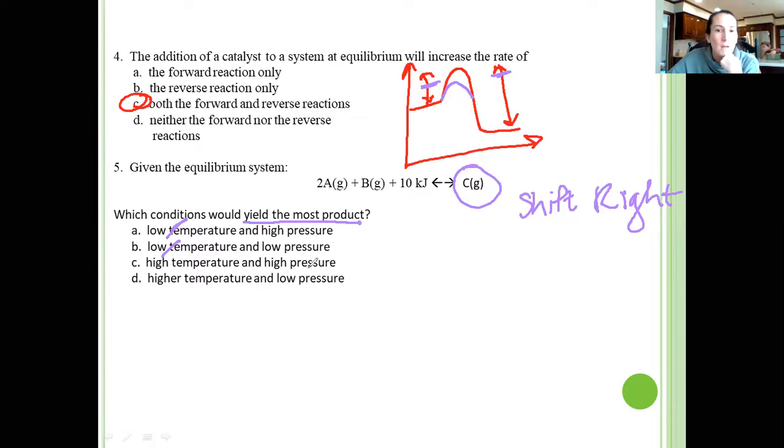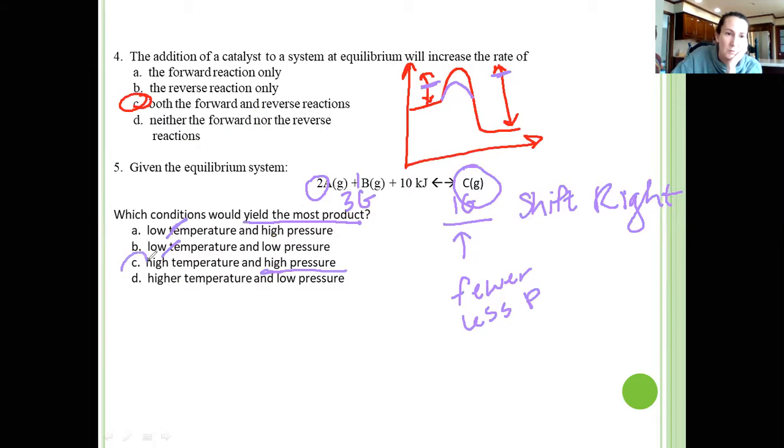Hold on, Mason. And then now let's look at the pressure. So I have 2 + 1, I have 3 moles of gas on the left, and I have 1 mole of gas on the right. So what kind of pressure change would cause the shift to the fewer gas molecules? So fewer gases means less pressure. So a high pressure would cause that to shift to the right. So high pressure shifts to the side with fewer molecules. I'm almost done. Okay, next one.